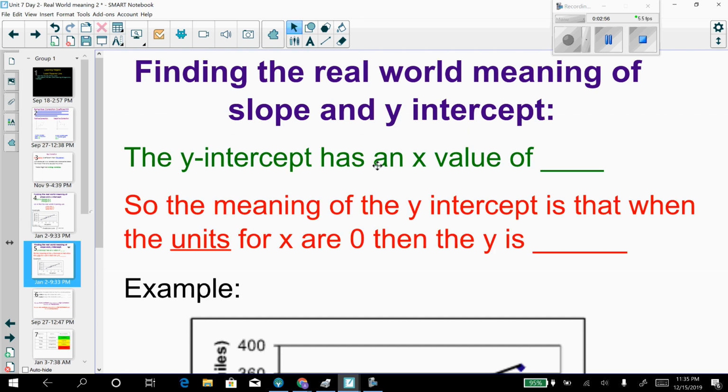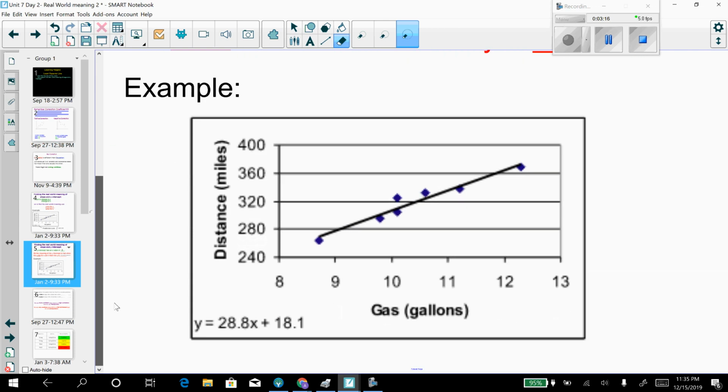So, finding the real world meaning of slope and y-intercept. The y-intercept has an x value of, if you recall, 0. So the meaning for the y-intercept is that when the units for x are 0, then the y is whatever is remaining there. The y is the remaining amount. So going back to our example, our y-intercept here is 18.1. So that means on 0 gallons of gas, we can go 18.1 miles.